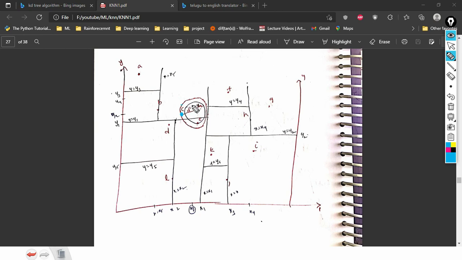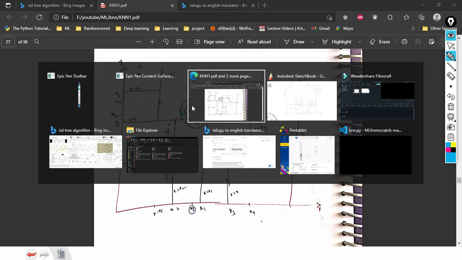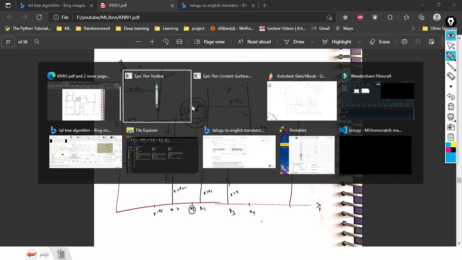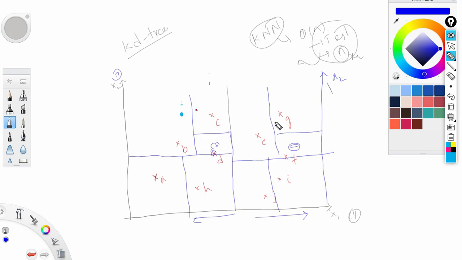For example, when a query point xq comes, it will first find the distance from the point in its region. It will first find the distance from this, because it is in this E region.